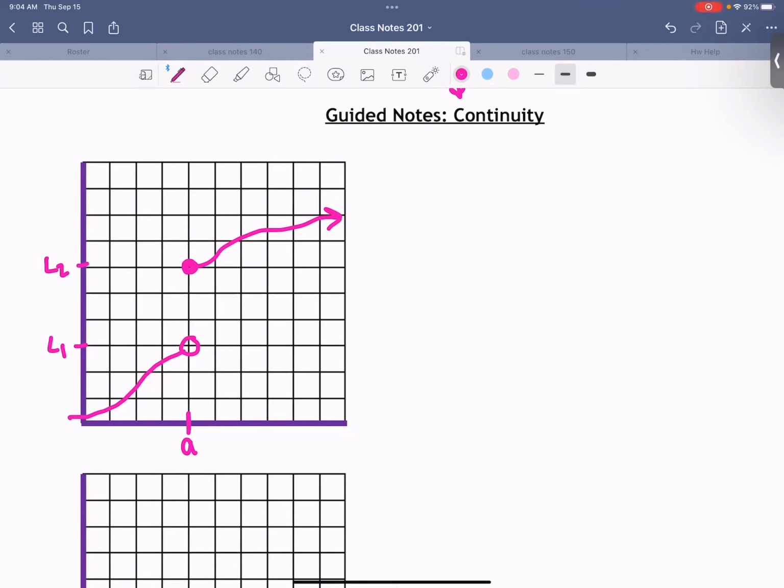So I'm going to say that f of x is not continuous at x equals a. Okay, so this is the language that we use to describe this. And because we've been doing all this stuff with limits, let's just look at the limit and see what happens, okay? So we have the limit as x approaches a from the left of f of x.